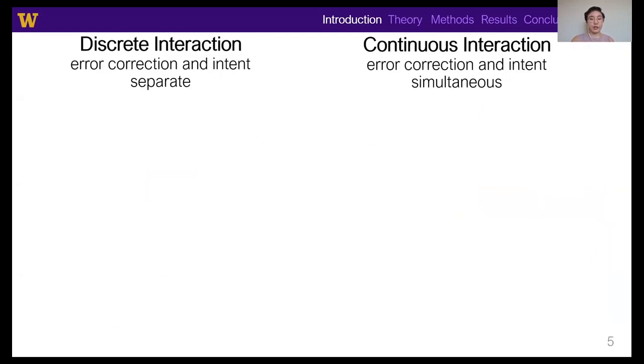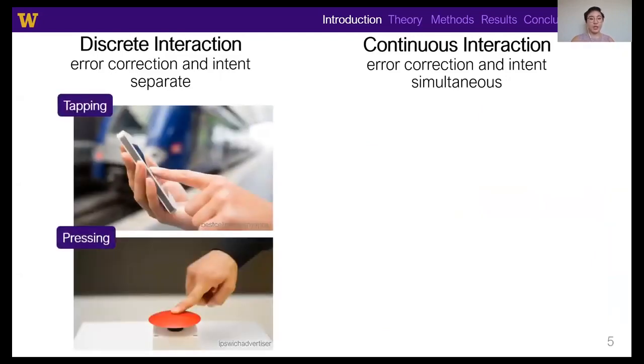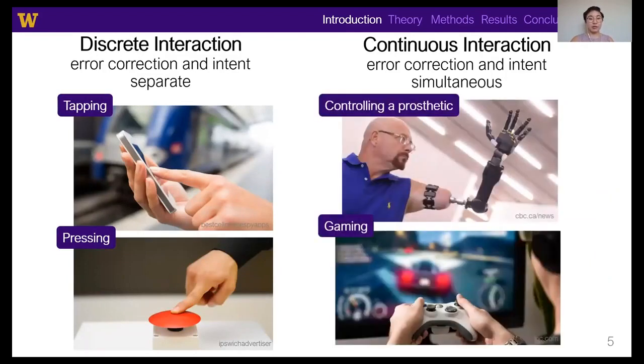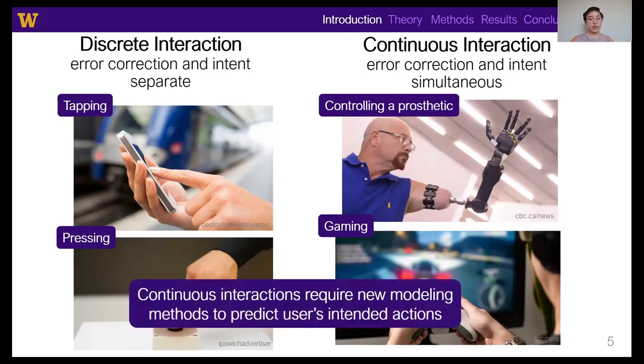If we use this definition, interactions such as tapping or pressing a button could be considered discrete interactions. In continuous interactions, however, like controlling a prosthetic or playing a racing game, error correction and intent are simultaneously implemented. Therefore, continuous interactions require new modeling methods that can predict what the user's intended actions are.